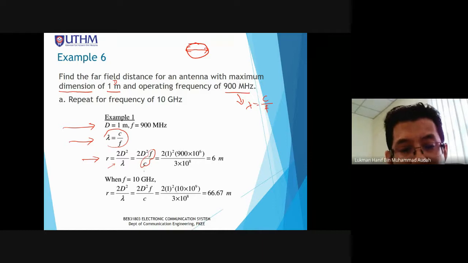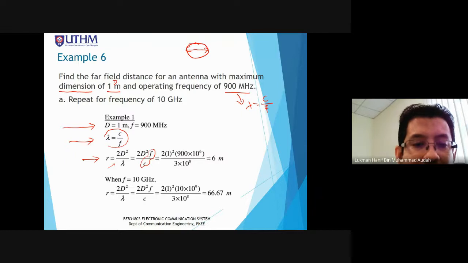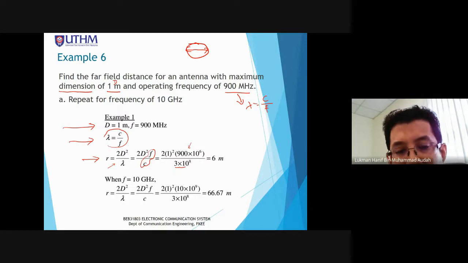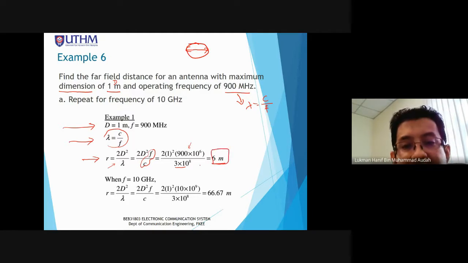Okay, 1 over lambda. So this is equal to 2 times 1 square multiplied with frequency 900 mega divided with the speed of light. So we get 6 meter. Okay, so pada jarak lebih daripada 6 meter dipanggil sebagai Fraunhofer region ataupun far field region. Ini untuk frekuensi 900 MHz. Kemudian soalan tanya, repeat for frequency of 10 giga. Ulang semula tetapi dengan frekuensi 10 giga.